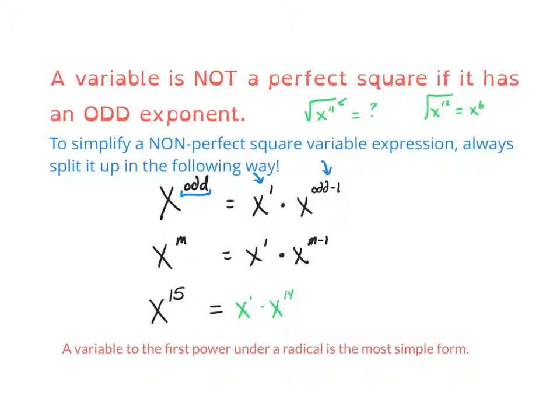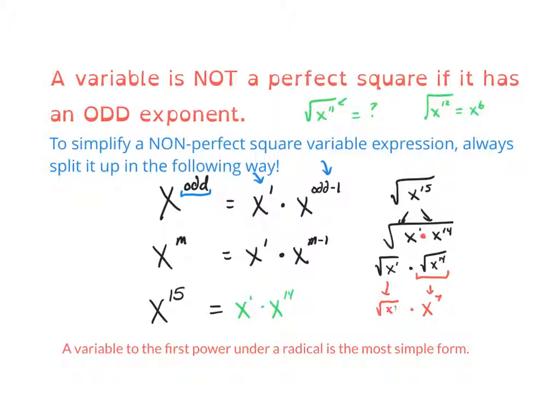So for instance, if I was simplifying the square root of x to the 15th, I would rewrite it as x to the first power times x to the 14th power. Because again, if 2 things are being multiplied under one square root, I can split them each into their own. So by splitting them each into their own square root, one of them is now an even exponent. What times itself twice would be x to the 14th? Well, that would be x to the 7th. And our last really important rule when we're simplifying odd exponents for perfect squares is that any variable that has the first power under a radical is in the most simple form.